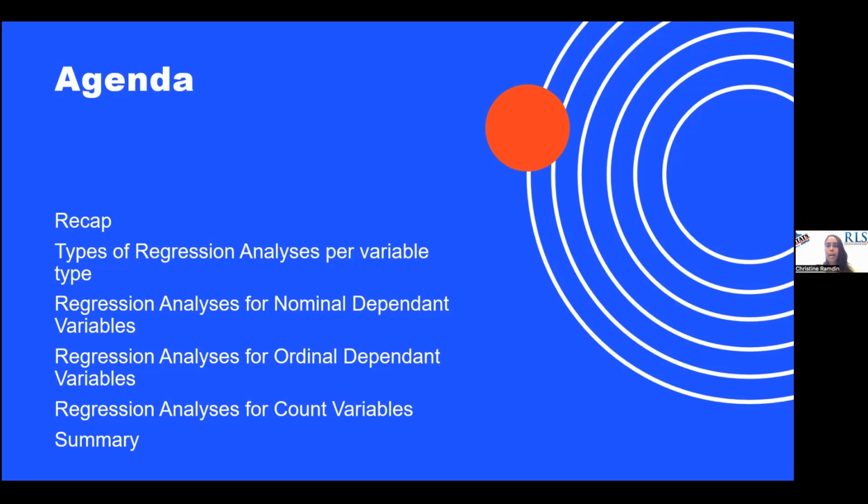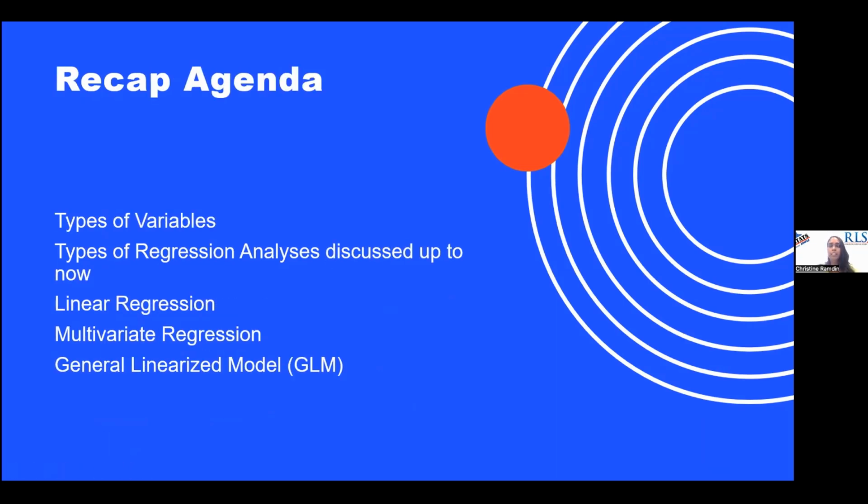Once we do the recap of what we discussed in the last session, which was focused on regression models for scalar dependent variables, we're going to talk about the types of regression analyses we can do for nominal dependent variables, followed by ordinal dependent variables and count variables, and then we'll do a summary of everything we've spoken about. So this is the agenda for our recap. We're first going to quickly recap the different types of variables there are. Then we're going to talk about the types of regression analyses discussed up until now, which are linear regression, multivariate regression, and the generalized linear model.